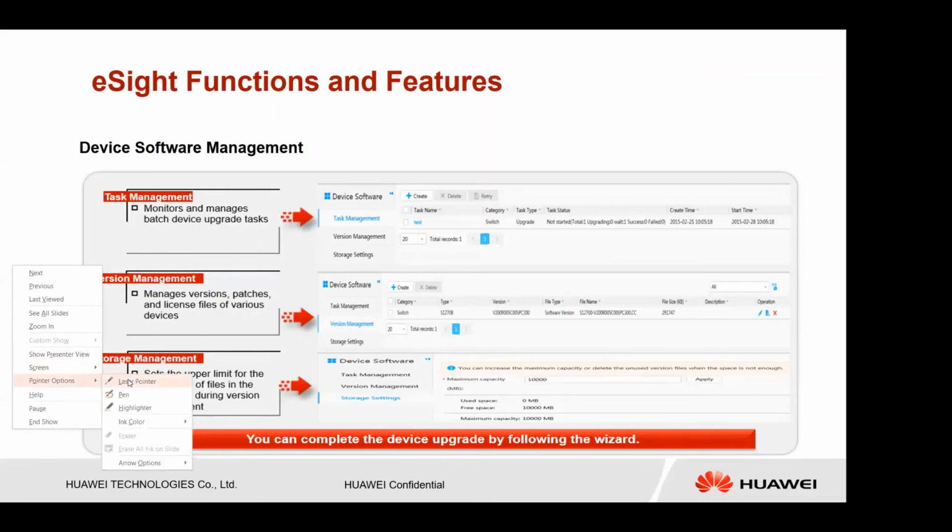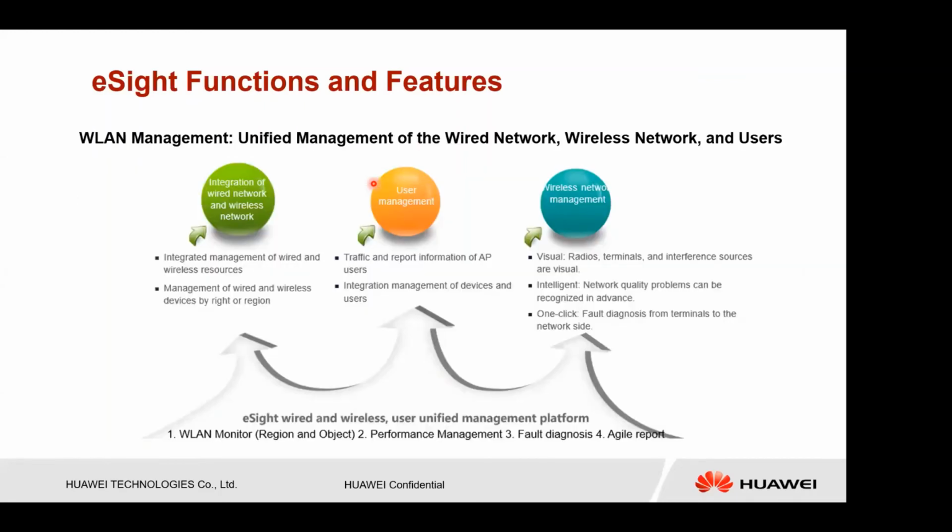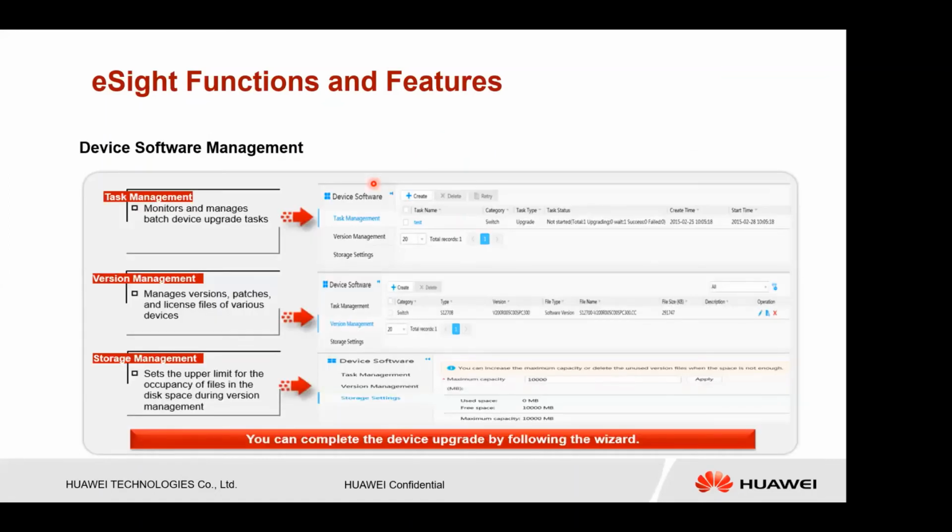So eSight also supports device software management where you can upgrade your device via eSight. So for example, if you have 100 devices or 100 switches or routers that you want to upgrade, you can do it via eSight. So you can just load the firmware, and you can also specify the specific time that you want to upgrade the device, and eSight will carry out the upgrade process by itself. So you can manage the version, patch, and also license file through eSight also.